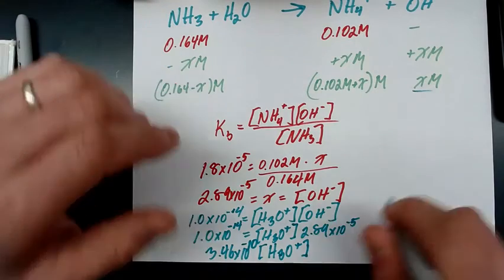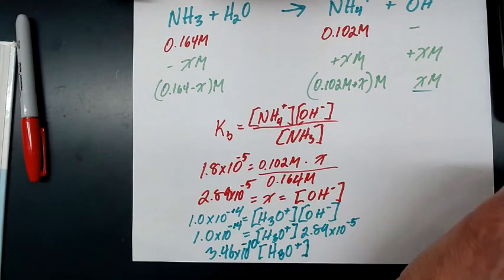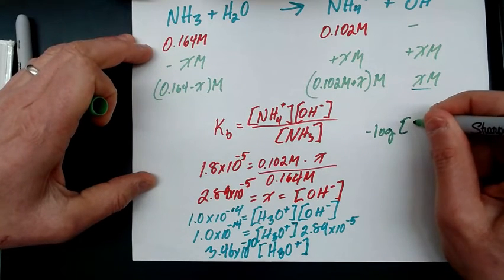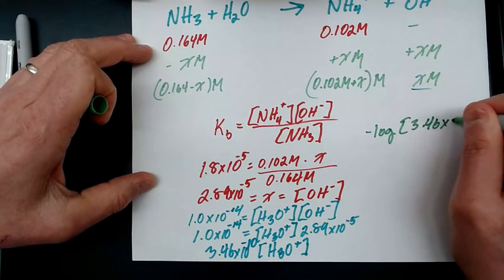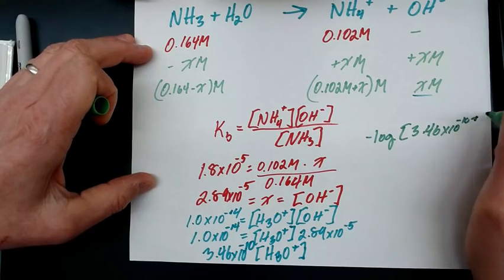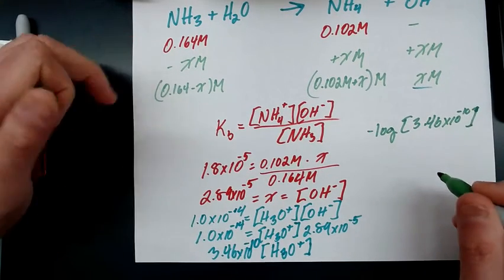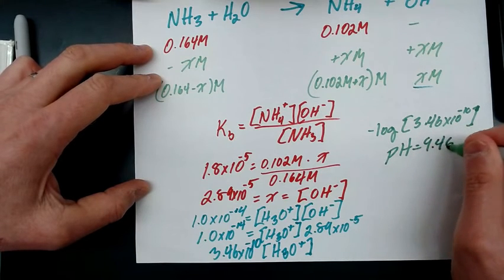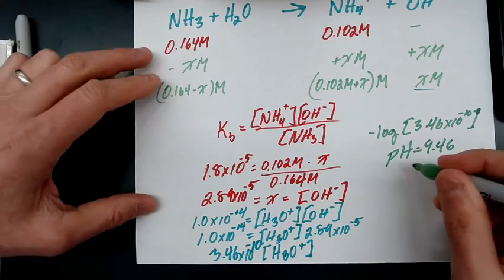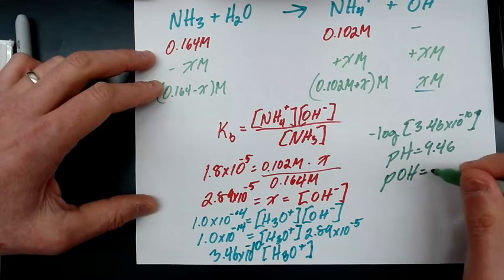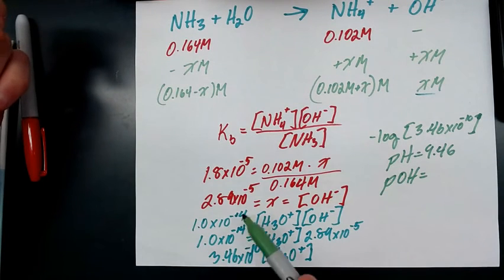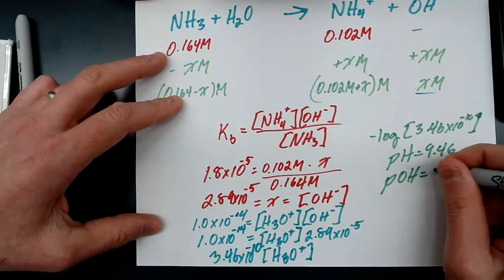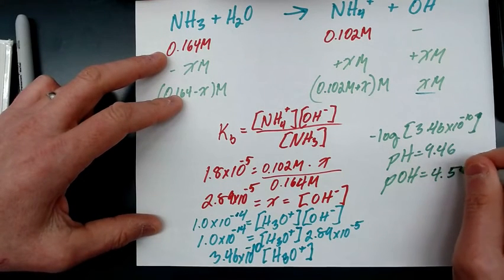So again, I'll do this one over here finally. I'll take the negative log of my hydroniums, which is 3.46 times 10 to the negative 10th now. And that's going to give me a pH of 9.46. I'm going to subtract from 14 to get my pOH. Or I could do the negative log of my hydroxide here, 2.89 times 10 to the negative 5th, and I should get the same number when I put it in my calculator, 4.54.